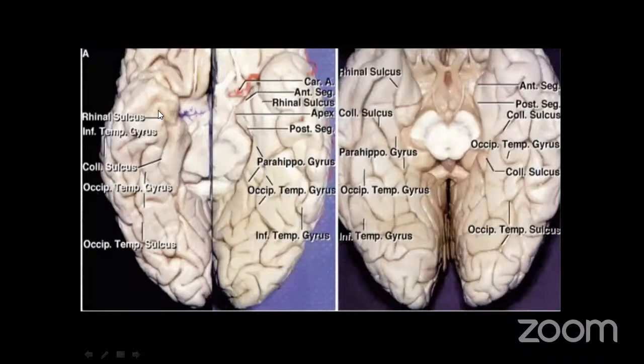Also, this is the view of the basal part of the temporal lobe. You can see that most medially on the basal surface we have got this structure that is known as the parahippocampal gyrus. Here we have got the occipitotemporal gyrus, and laterally we have a continuation of the inferior temporal gyrus. The inferior temporal gyrus is separated from the occipitotemporal gyrus via the occipitotemporal sulcus, and the occipitotemporal gyrus is separated from the parahippocampal gyrus via the collateral sulcus.